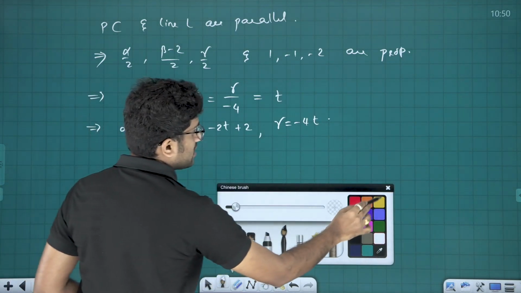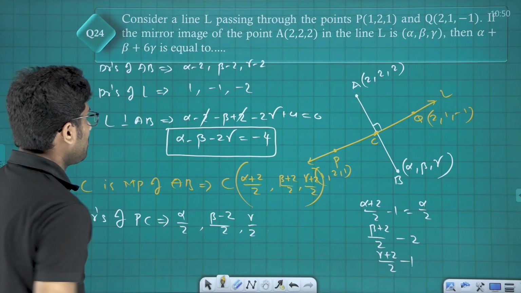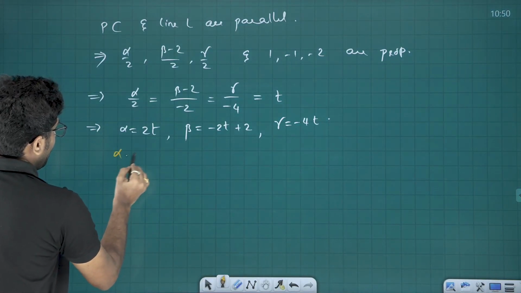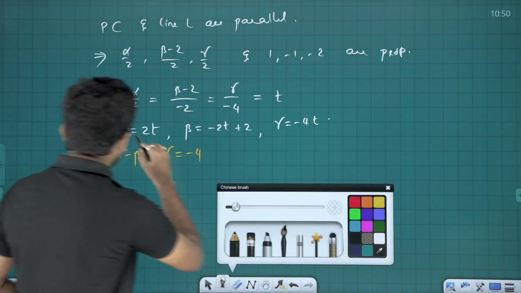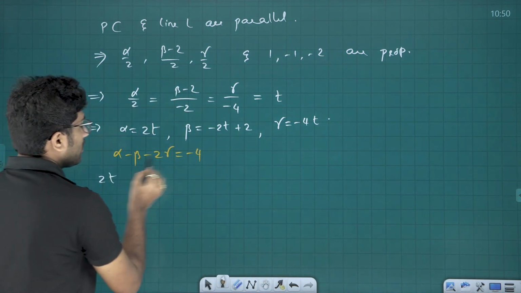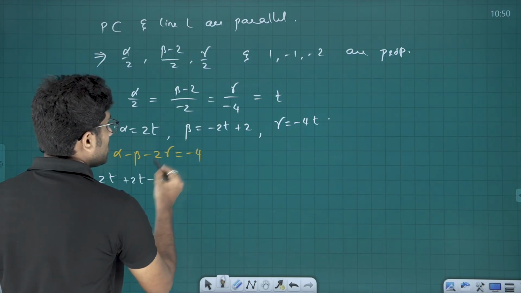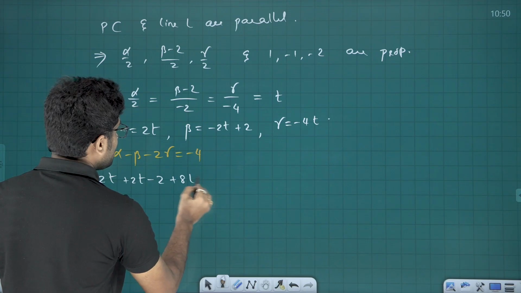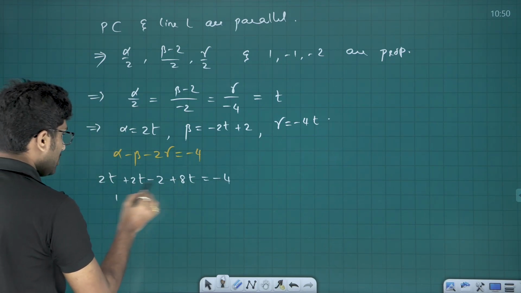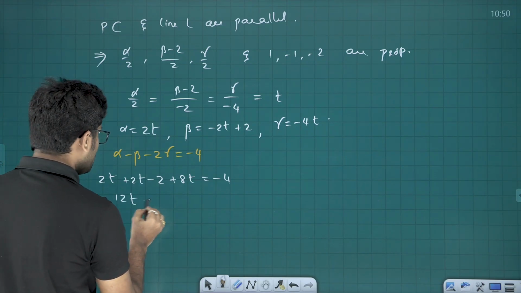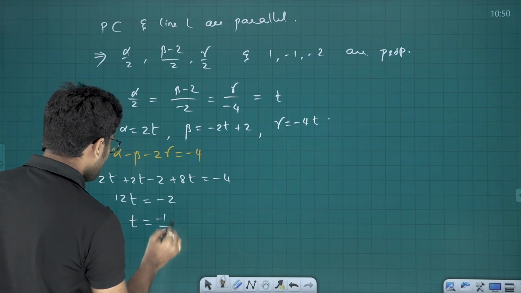Now let's substitute these alpha, beta, gamma values in this equation: alpha minus beta minus 2 gamma is equals to minus 4. Alpha is 2T, minus beta means plus 2T minus 2, minus 2 gamma, that is plus 8T, is equals to minus 4. So 12T is equals to minus 2. So T is equals to minus 1 by 6.